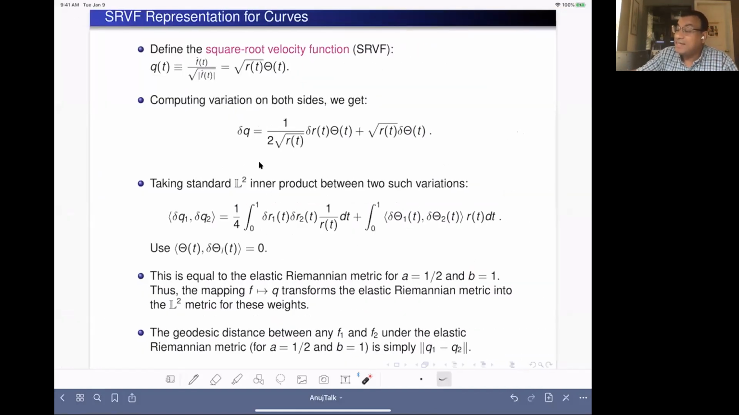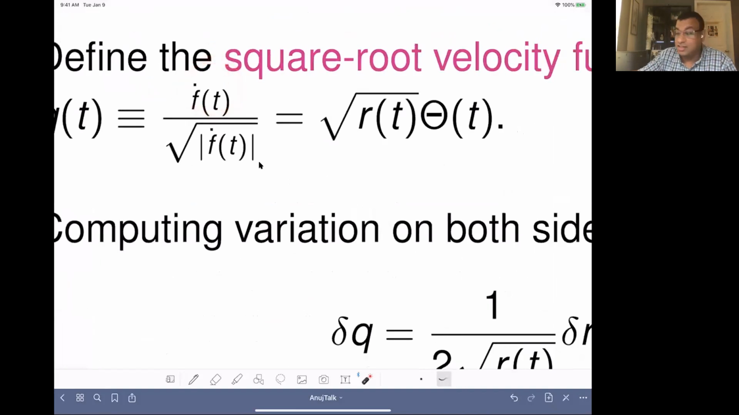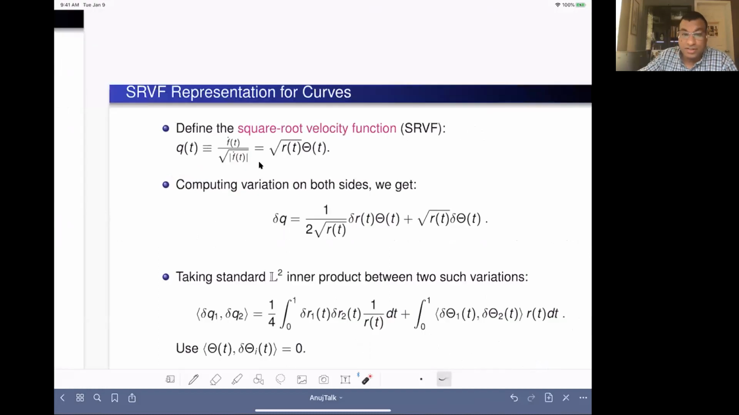What we do in practice is that we replace the curves by their SRVFs, just like we did for functions. But this definition holds for any curve in any R^n. Euclidean curves, okay? Not the curves on the manifold, but curves in a Euclidean space. This definition holds. You simply calculate the derivative of a curve. It's a velocity vector. You calculate the norm. This is the speed. So you divide the velocity by the square root of its speed. And so that's why we call it the square root velocity function.